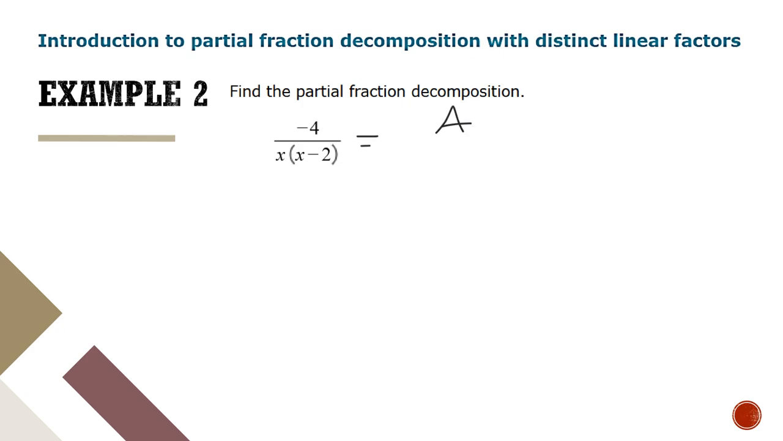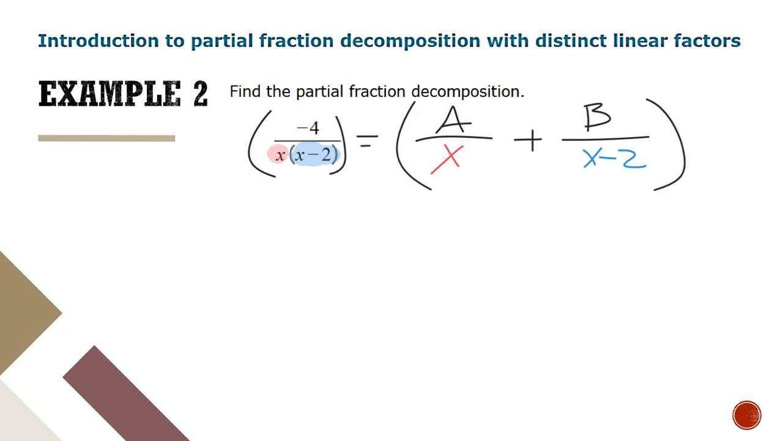What we're going to do is take our two different factors on the bottom and put them as separate things. So it'll be like a, just pick a random variable like a, and we're going to put that over x, and then we're going to add it to some b value over x minus 2. Now we're going to solve for a and b. And the best way to do that is whatever is on the denominator, we're going to multiply by that because we want to get rid of the fraction.